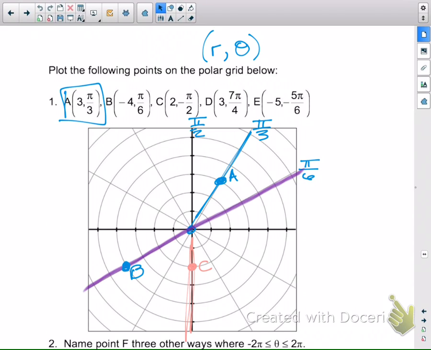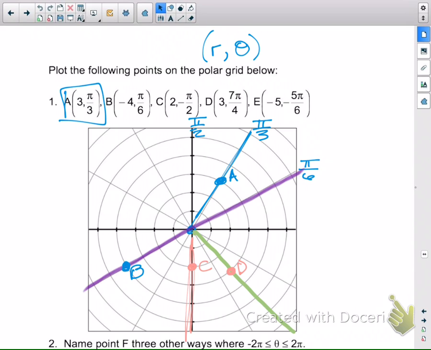If your R is positive, you go in the exact direction that it tells you. If your R is negative, you go backwards from that. So point D, first I need to know where is 7 pi over 4. 7 pi over 4 is in what quadrant? Fourth. Okay, because we don't have that marked, you would have to understand that your 7 pi over 4 is about halfway right there. And then we want to go positive 3 in that direction. So that would be 1, 2, 3, right here.